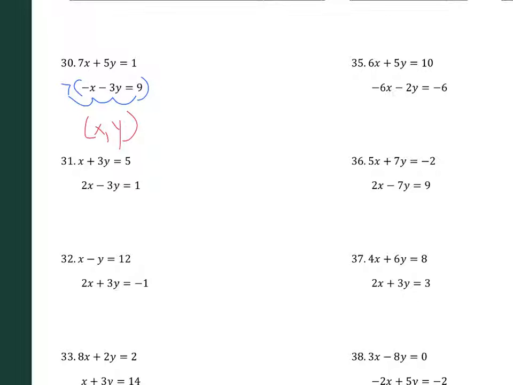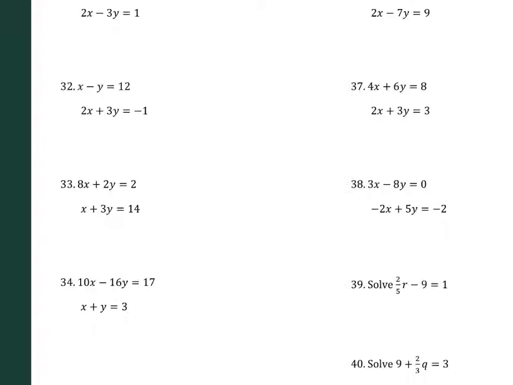Sorry, it was 31, I guess. But 32, I would maybe tend to get rid of the y's because you got a negative and a positive. So think, what do you have to multiply this top equation by for those to cancel out? 33, as I look at this, I would probably get rid of the x's. But remember, if they're both positive or both negative, you need to multiply through by a negative number so that they're opposites and they'll cancel out.